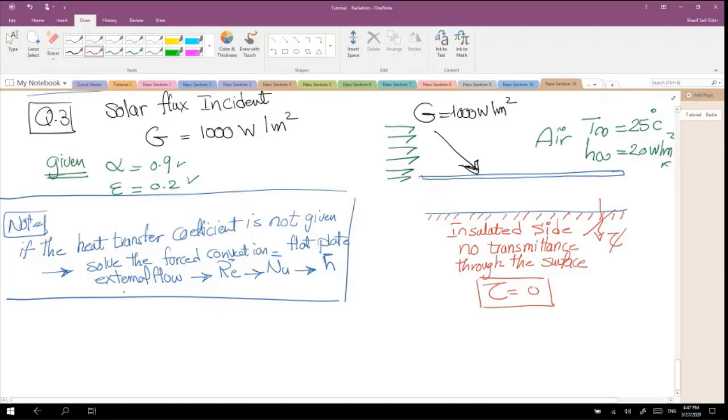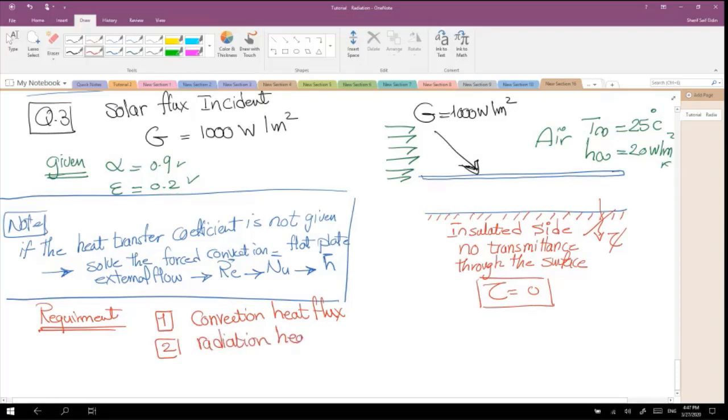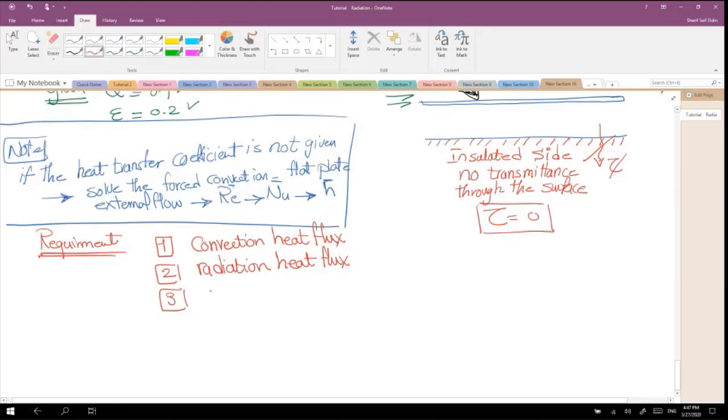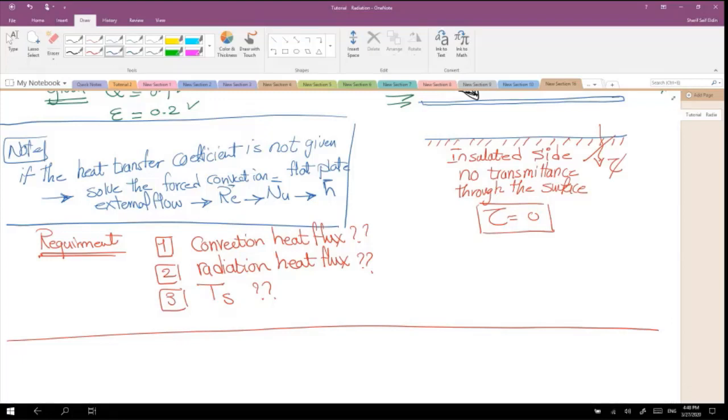And the requirement is the convection heat flux, also giving to you radiation heat flux, and he asked for the radiation heat flux as well, and he asked for the surface temperature Ts. What's the surface temperature?